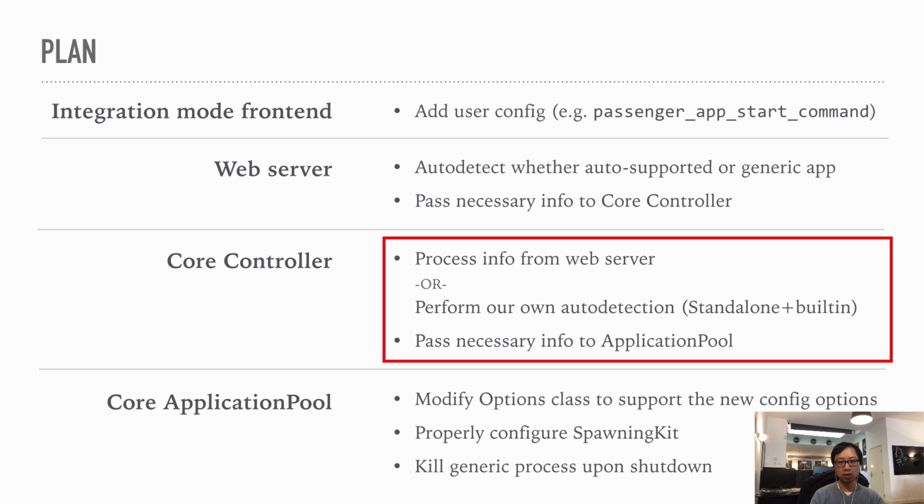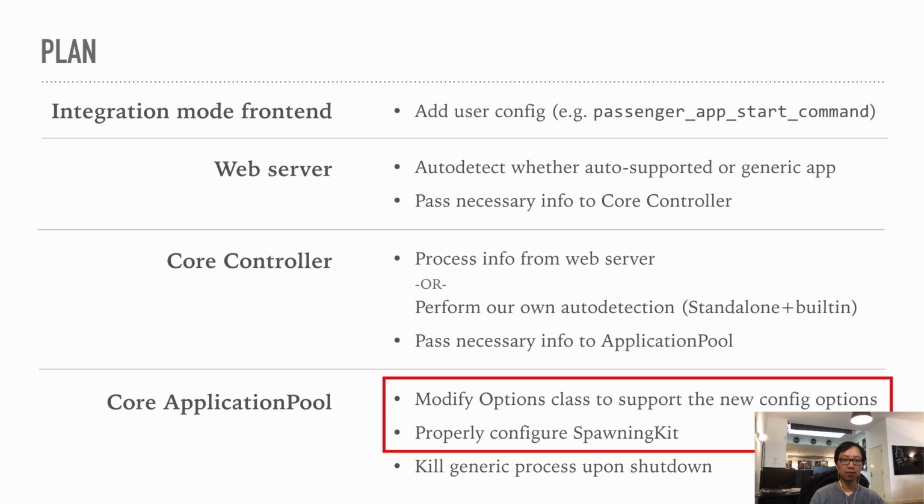In the controller, we're going to tell application pool whether we're dealing with an auto-supported or generic app and the associated start command. We usually take this information from what the web server passed us. But in case of Passenger standalone with built-in engine, there is no web server. So we need to figure this information out locally in the same way the web server did.